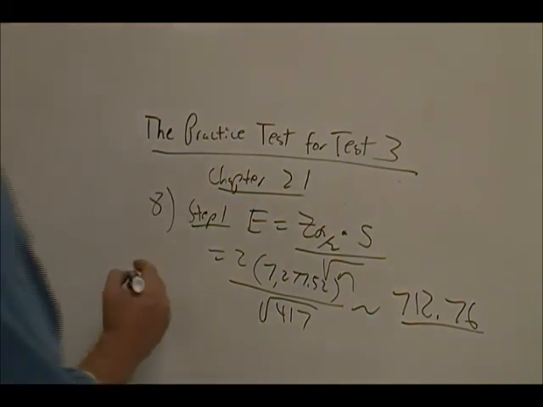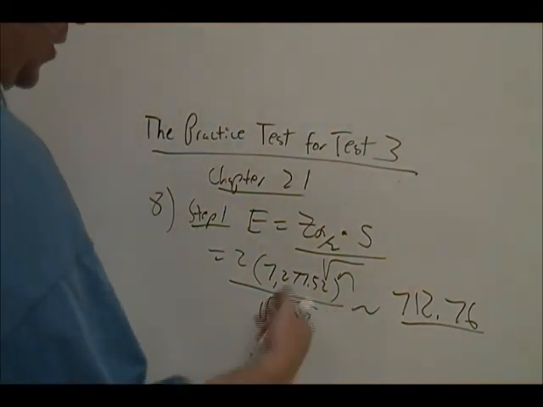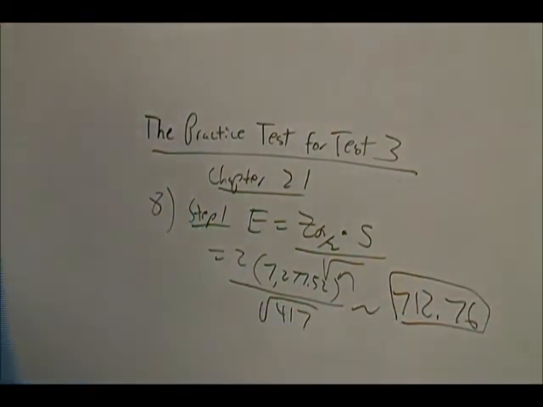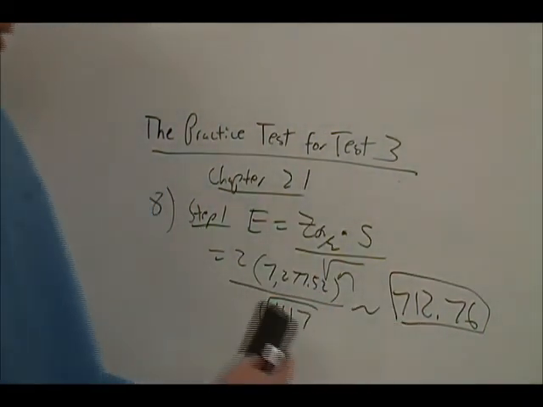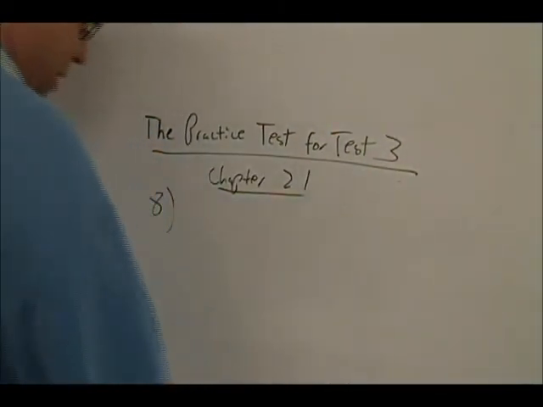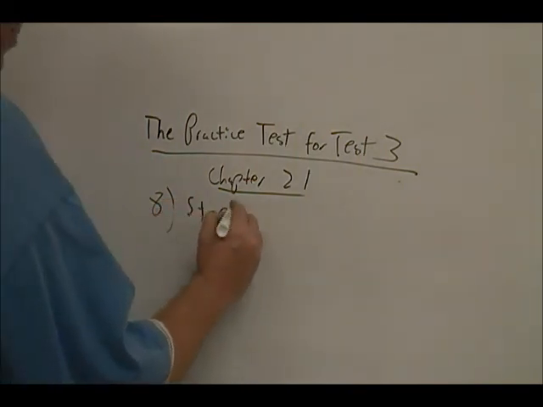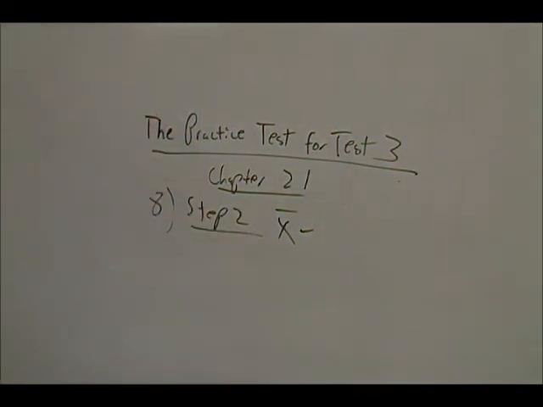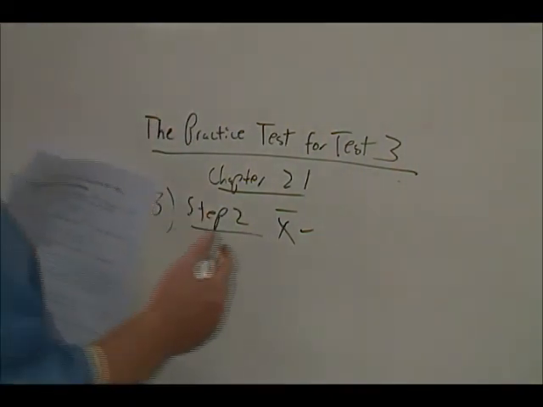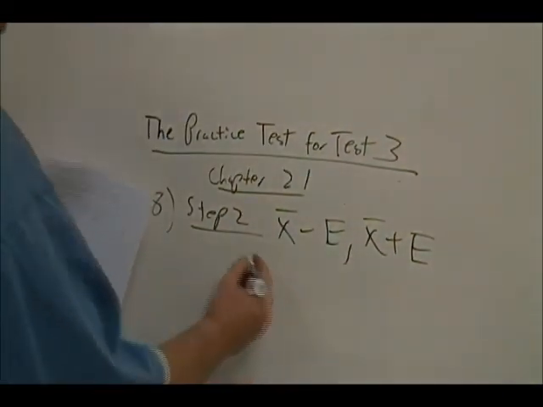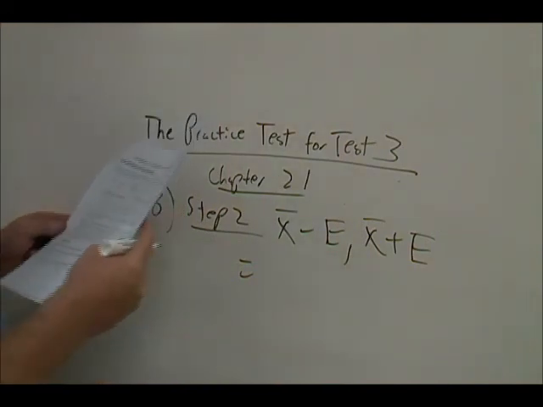Now, step 2 is, I'm going to go ahead and erase this. Just either write that down or look on. That's the error for this sample of European households. It's $712.76. So now we're going to subtract that error from the given sample mean and add that error to the given sample mean for this sample. And that'll give us the confidence interval estimate for the population mean of all annual income, mean annual income for all European households.